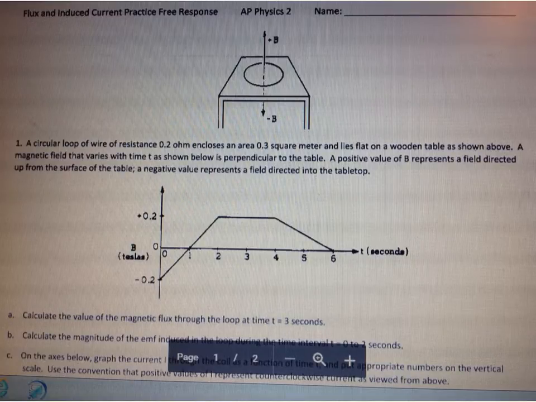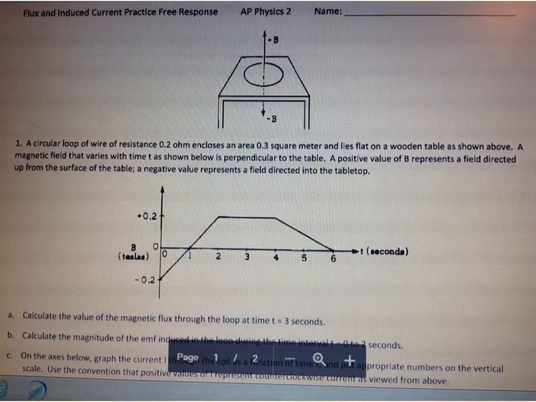So what we see here is we have a metal loop of wire sitting on a table, and we can have a magnetic field going perpendicular to the table. It can either be going up out of the table towards the ceiling, which they've defined as the positive direction for the magnetic field, or it can be going down through the table towards the floor, which they have defined as the negative direction. We also see the resistance of the loop of wire, and that it has an area of 0.3 square meters. And then they give us a graph of the magnetic field as a function of time.